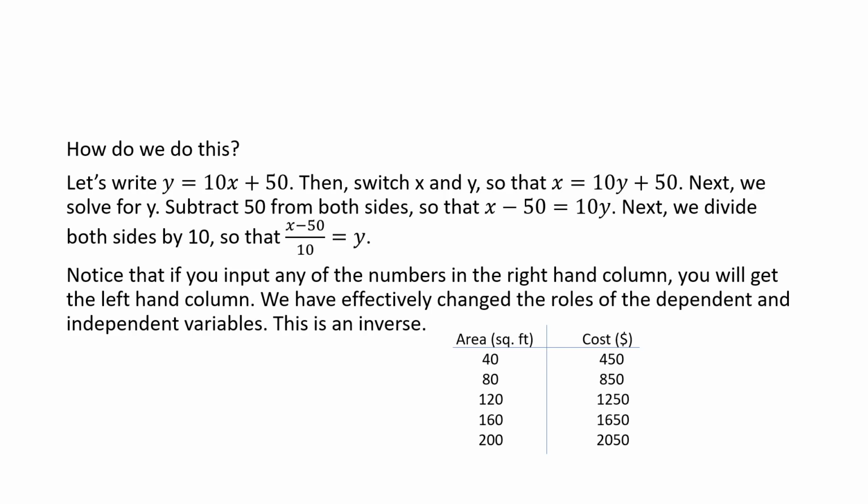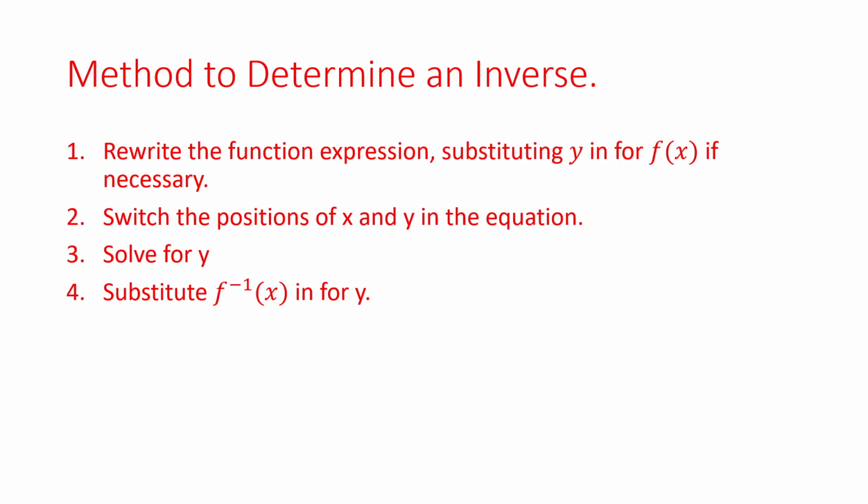What we could do is let y be f of x, so we could write y equals 10x plus 50. Then we could switch the x and y so that x was equal to 10y plus 50, then solve for y. We'd subtract 50 from both sides, and then divide both sides by 10. And so using the formula that y is equal to (x minus 50) over 10, we would be able to let x equal the amount of money that the person has on hand, and y would be the area that they could cover.